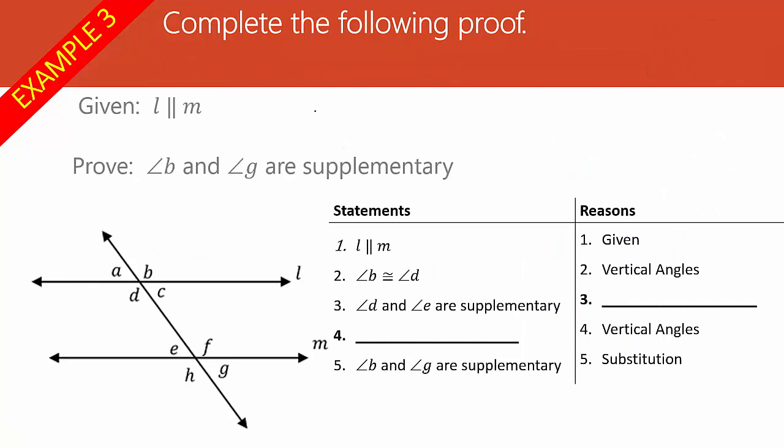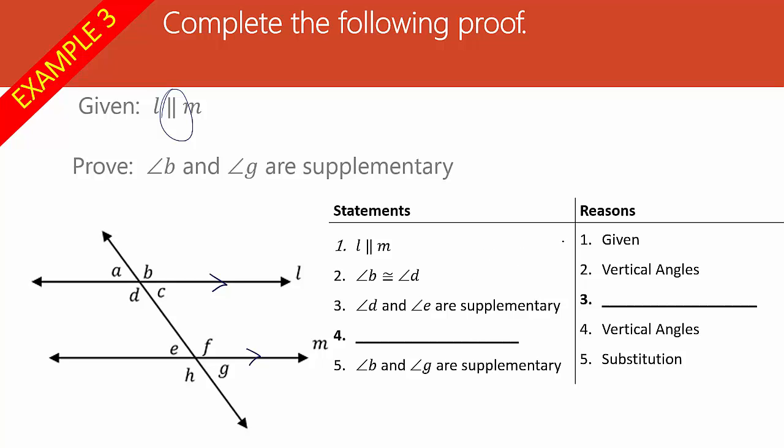All right, last example. So we need to complete the following proof. We're given that line L is parallel, so remember that means parallel, to line M. So these two lines are parallel. And we need to prove that B and G are supplementary, meaning they add up to 180 degrees. So this is what I was talking about, where you have to go through step by step and prove. This is kind of like that project you were given.